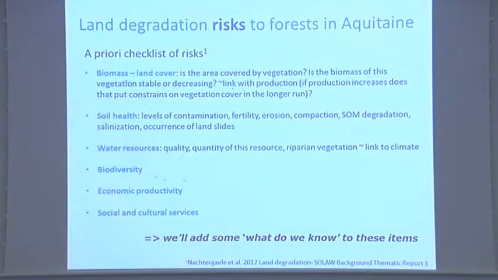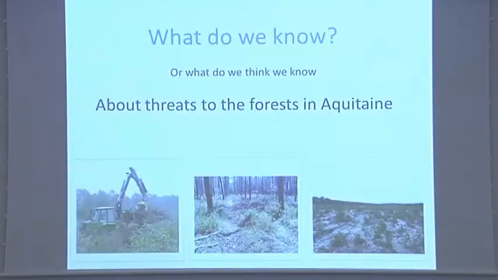If biomass decreases, productivity decreases, if fertility decreases. So there's a lot of links between those 6 fields. I'm not going to explore that. What do we think we know about the threats?